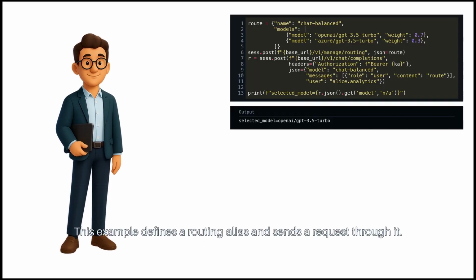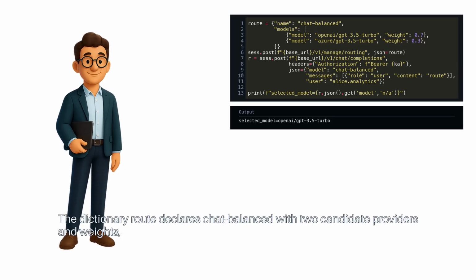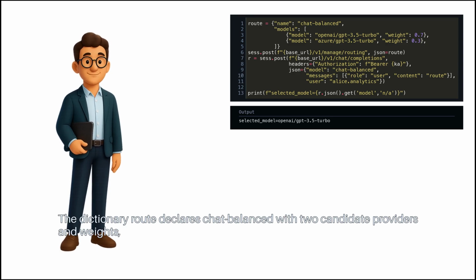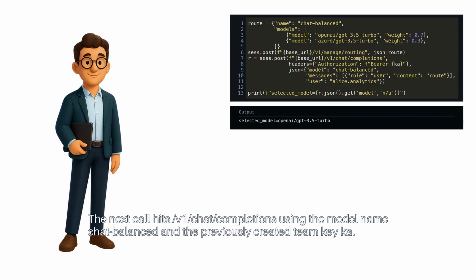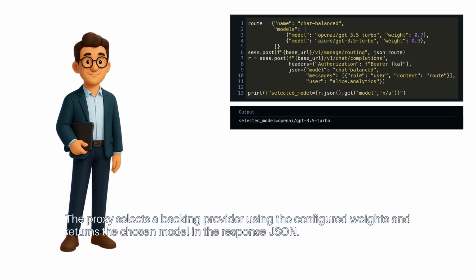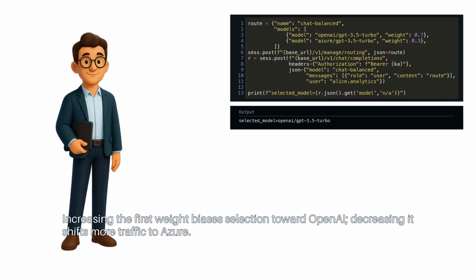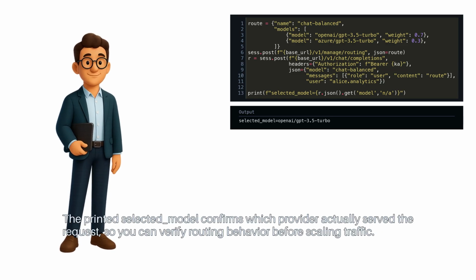This example defines a routing alias and sends a request through it. The dictionary route declares chat-balanced with 2 candidate providers and weights, then posts it to LiteLLM Proxy's /v1/manage/routing admin endpoint. The next call hits v1 chat completions using the model name chat-balanced and the previously created team key, k. The proxy selects a backing provider using the configured weights and returns the chosen model in the response JSON. Increasing the first weight biases selection toward OpenAI. Decreasing it shifts more traffic to Azure. The printed selected model confirms which provider actually served the request, so you can verify routing behavior before scaling traffic.